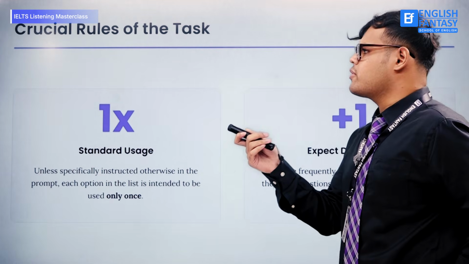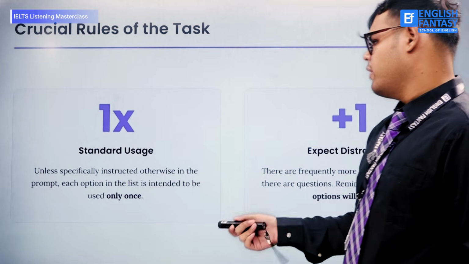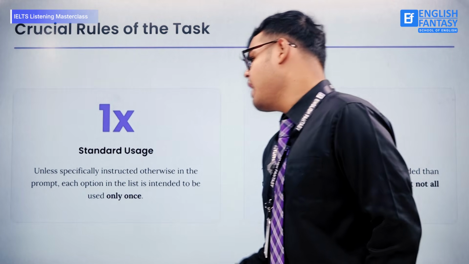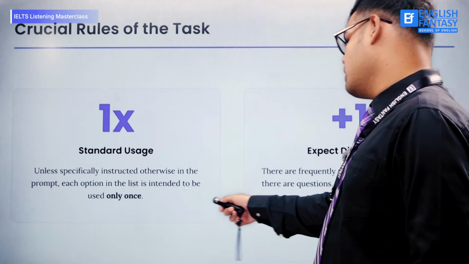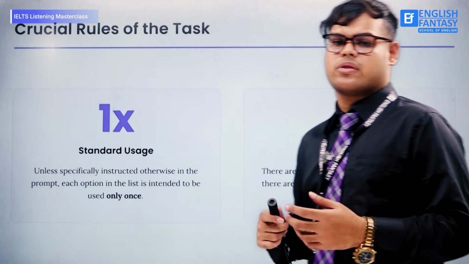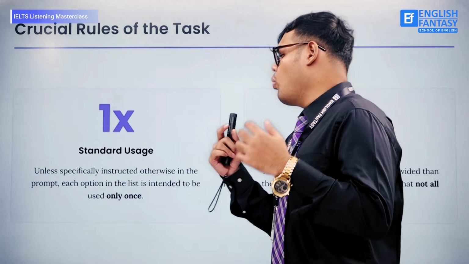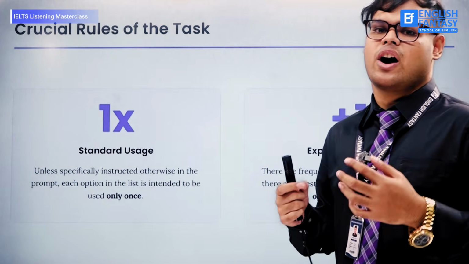Next up, we have some crucial rules of the task that we need to be aware of. First of all, standard usage. Unless it says specifically in the question, each option that is mentioned is intended to be used only once, because once you've used up an answer, you can only use it once. It will not repeat itself.